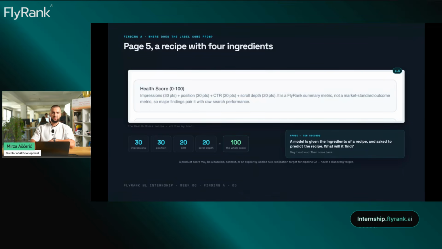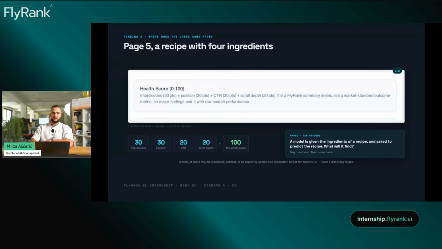So this will start on page 5. So let's look at page 5. The paper talks about health score, and that goes from 0 to 100. It is like a recipe made by hand. It uses impressions for up to 30 points, positions for 30 points, CTR for 20 points, and scroll depth for 20 points. And these are the 4 parts, and they always get the same points. This makes the whole score.